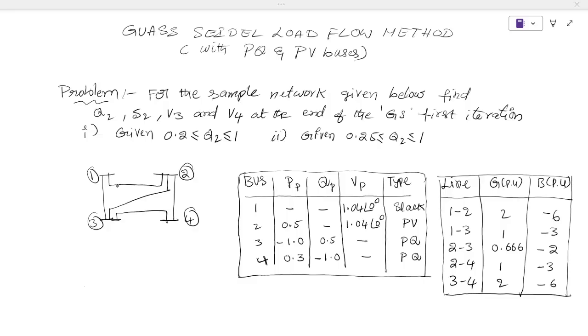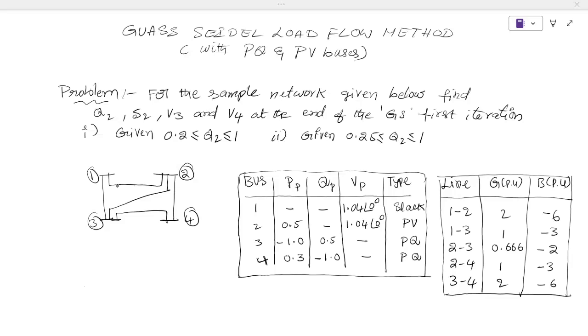For that they have given two conditions for the reactive power. First one is 0.2 less than or equal to Q2 less than or equal to 1, and the second one is in between 0.25 and 1. They have given bus data and line data. This is the bus data they have given: real and reactive powers, voltage magnitude, and the type of the bus.